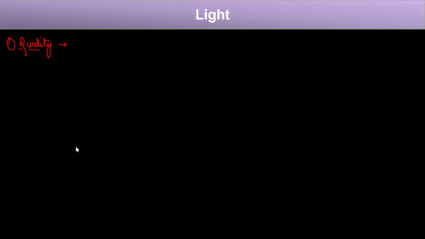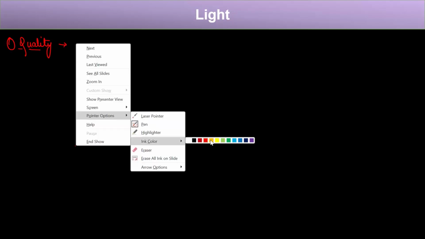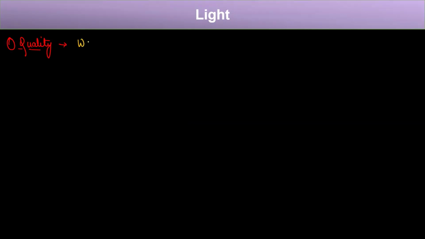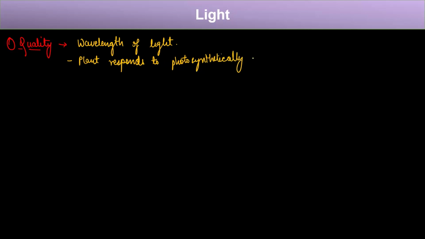Now, what do we mean by quality? Quality means what wavelength of light we are receiving. You can also say quality is the wavelength of light. We know that the plant responds to photosynthetically active radiations, also known as PARs. And what is this photosynthetically active radiation? It comes in the range of 400 to 700 nanometers. So the plant responds to this.